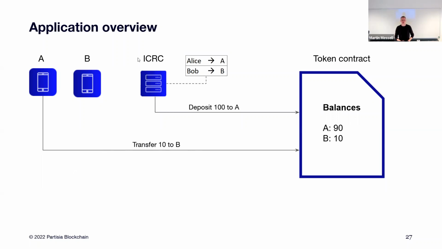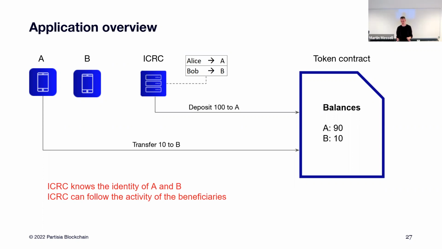But the problem here is that the ICRC needs to know who they're transferring money to. They have a list of known beneficiaries that they know should receive humanitarian aid from them. So they need to know where to send the money. So now the ICRC knows the identity of the pseudonyms A and B, and they will then be able to follow the activity of the beneficiaries.